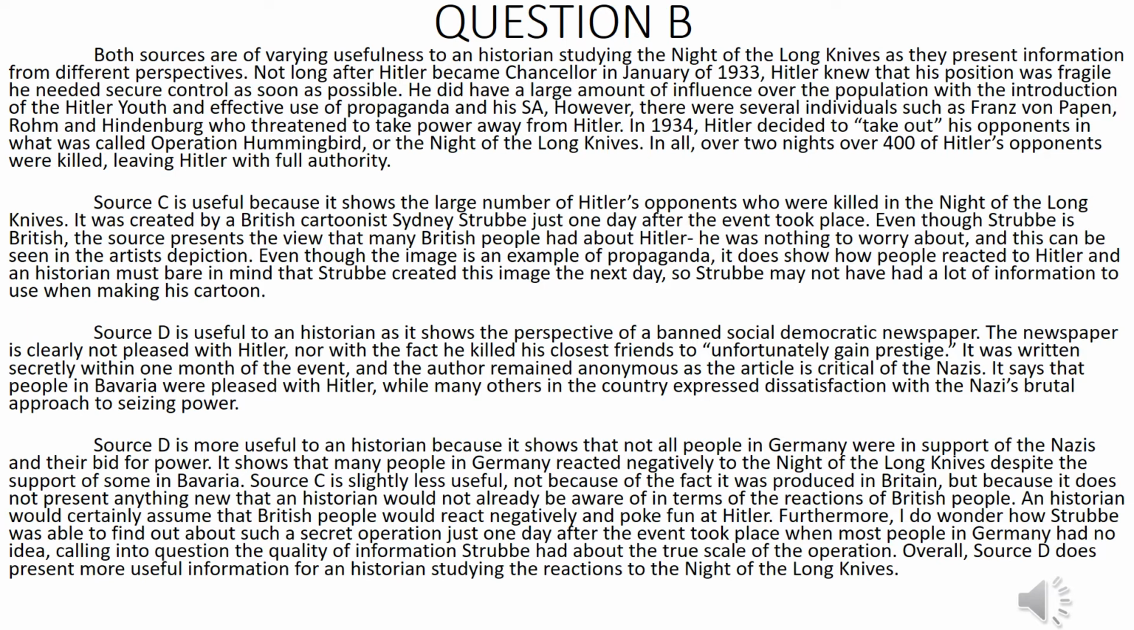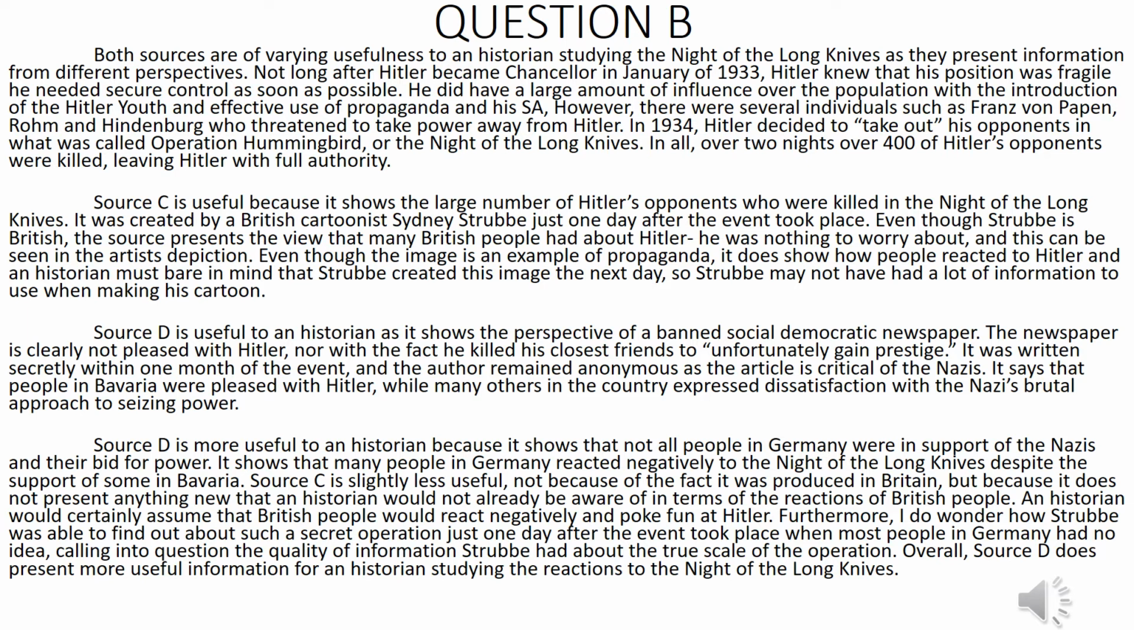However, there were several individuals such as Franz von Papen and President Hindenburg who threatened to take power away from Hitler. In 1934, Hitler decided to take out his opponents in what was called Operation Hummingbird, or the Night of the Long Knives.